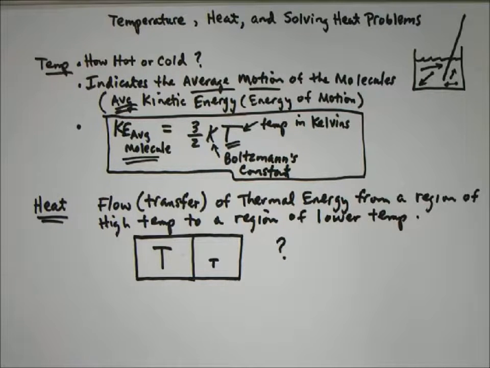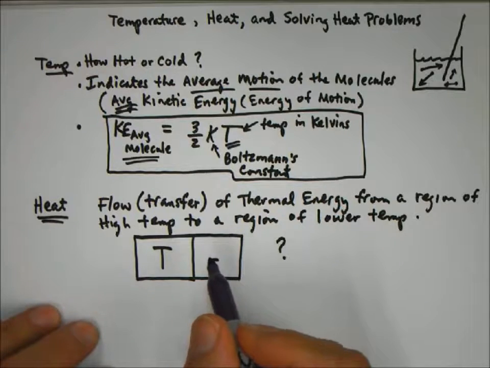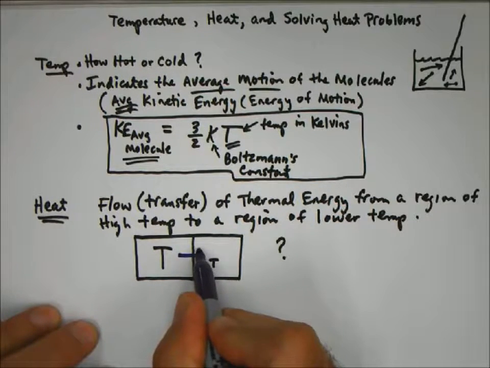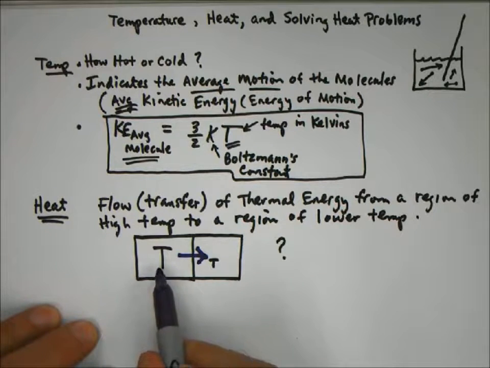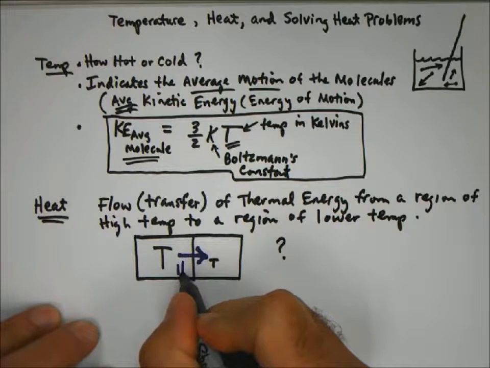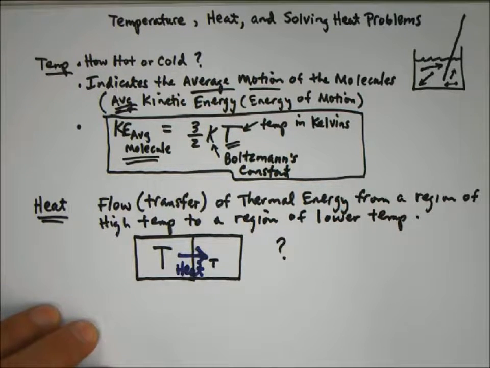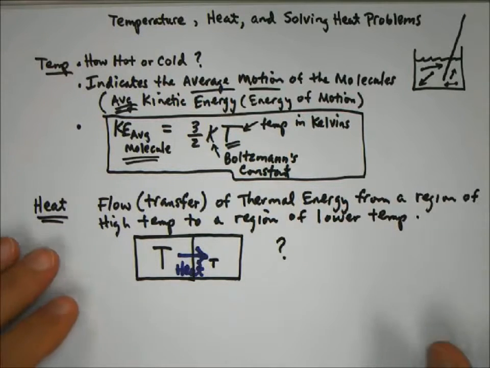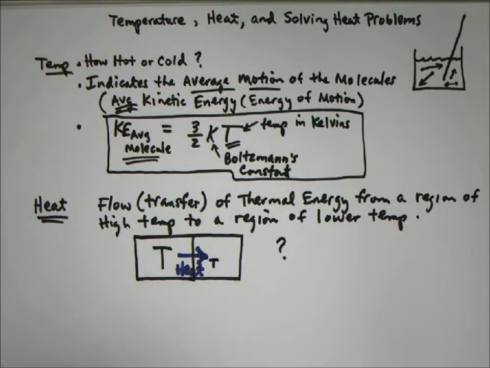You think about that for a second. Okay, yes, you're right. The thermal energy will flow from the high temperature region to the lower temperature region. That little arrow there we can think of as the heat that's being transferred. So heat is a flow or transfer of thermal energy from big to small temperature. So that's one aspect.